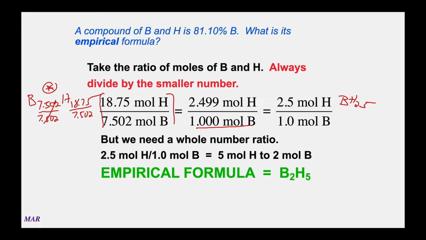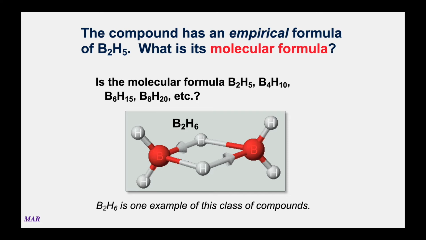B₂H5 is the empirical formula. That's the smallest whole number ratio of atoms in this formula. This is not, though, the molecular formula. Boron and hydrogen form a whole bunch of different kinds of compounds, and B₂H5 may or may not be the one we're looking for.